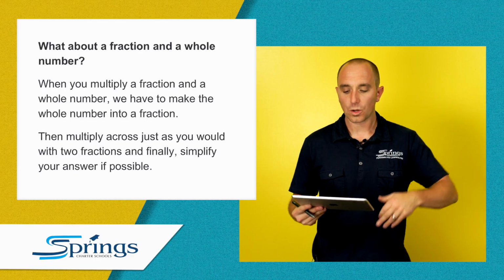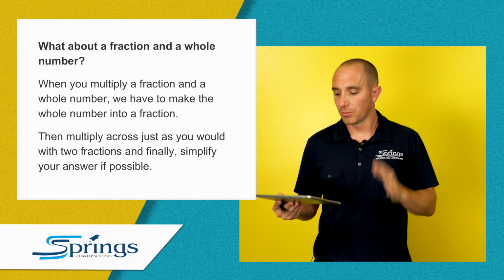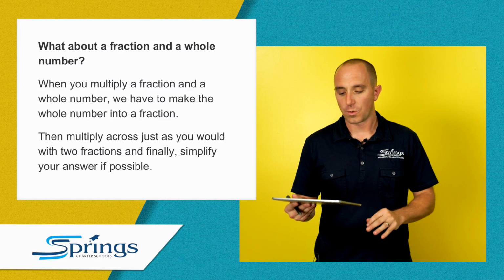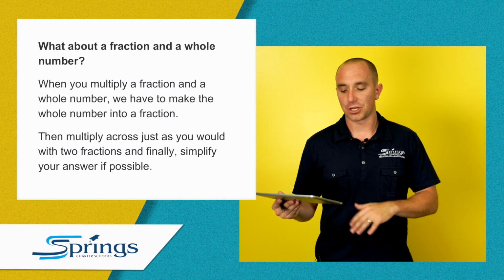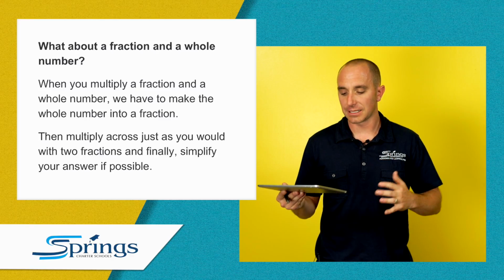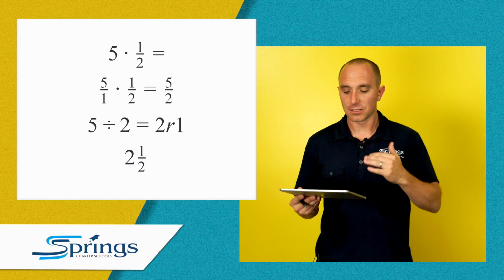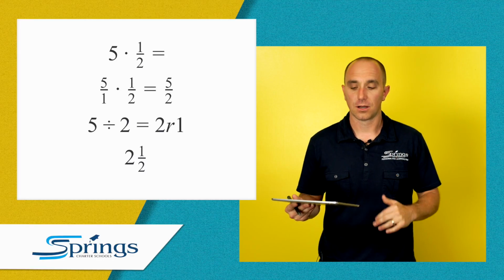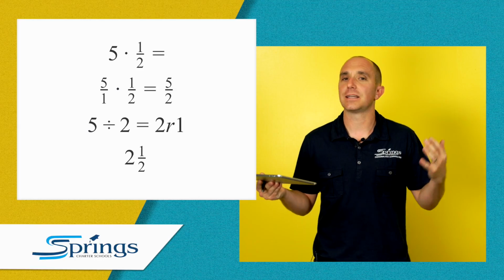Okay, what about a fraction and a whole number? I love these. These are fun. When you multiply a fraction and a whole number, we have to make the whole number into a fraction. Then we're going to multiply across just as you would with two fractions, and finally simplify your answer if it's possible. All right, so let's look at 5 times 1/2. To make 5 a fraction, all we have to do is essentially make it an improper fraction.